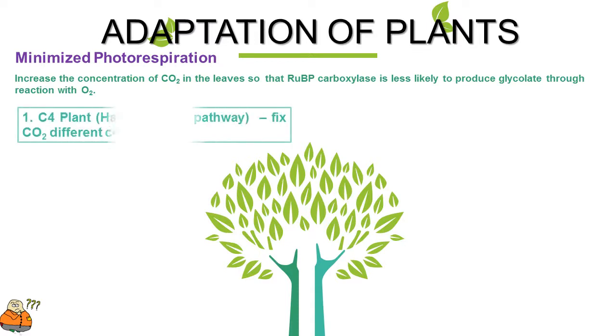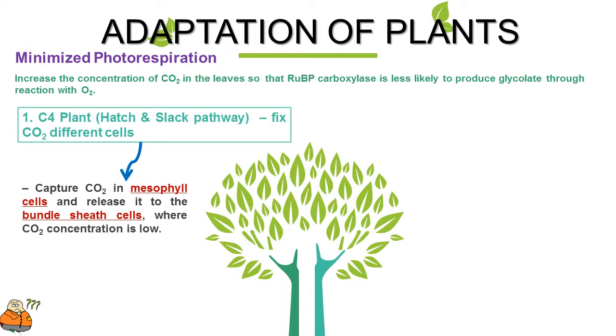There are two groups of plants that have evolved to minimize photorespiration. The first group achieves this by maintaining a high carbon dioxide level as a result of structural rearrangement in the leaf. Plants with this structural rearrangement, or Hatch and Slack pathway, in the leaf are known as C4 plants. This plant fixes carbon dioxide in two different cells. One is the mesophyll cell and the other is the bundle sheath cell. It captures carbon dioxide in the mesophyll cell first and then releases carbon dioxide into the bundle sheath cell.